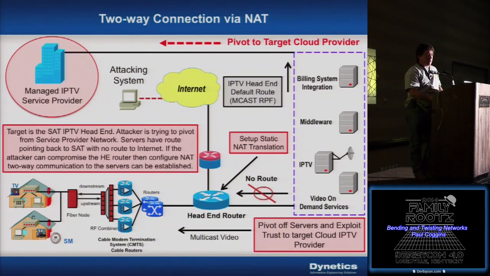But a trick we figured out is you could turn on NAT at that perimeter router, and do some static mappings and translations, and the router will proxy the connection for you. When you turn on NAT at the edge there and start mapping IP addresses to the IPs you see on the inside, then you can establish that two-way connection.